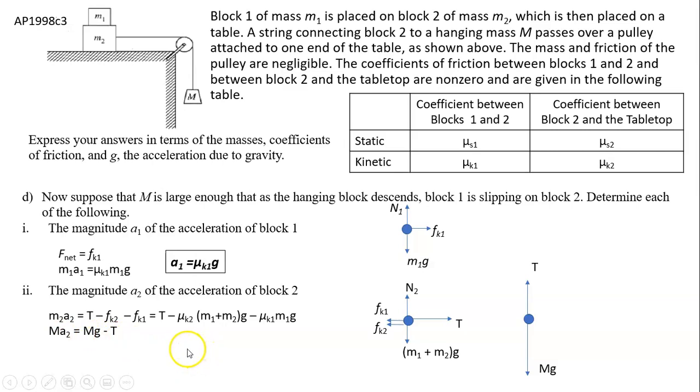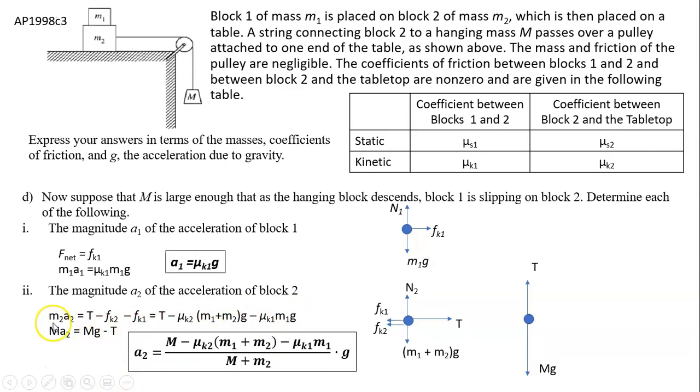One way to easily solve this is to add the equations. The sum of the left sides equals the sum of the two equations on the right. So on the left, you have M2 A2 plus big M A2. Factoring A2 out, you'll have this sum, big M plus M2. On the right side, T and T cancel, and this is the term you will have. After factoring g out, big M minus mu k2 times M1 plus M2 minus mu k1 times M1. That's it. That's A2.